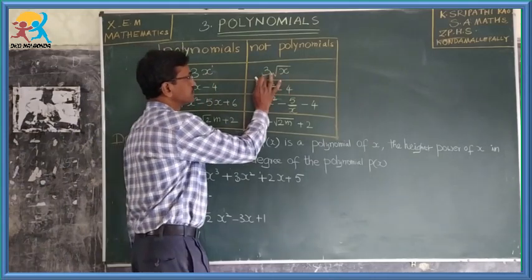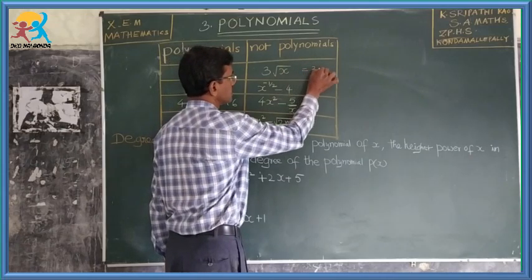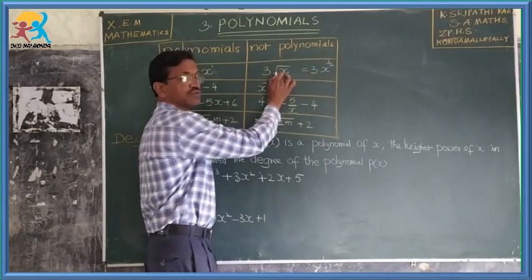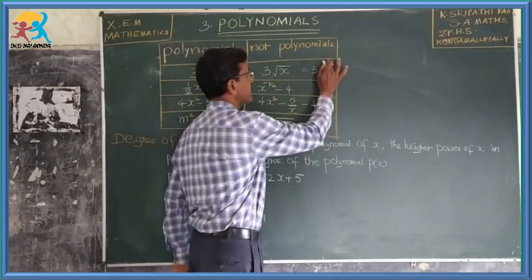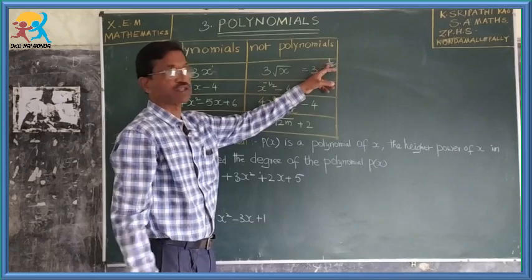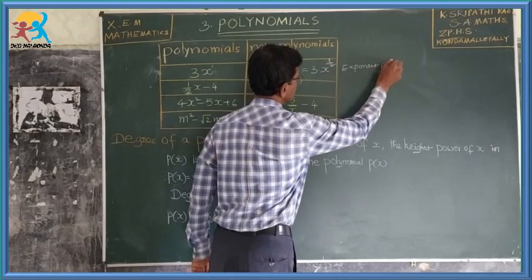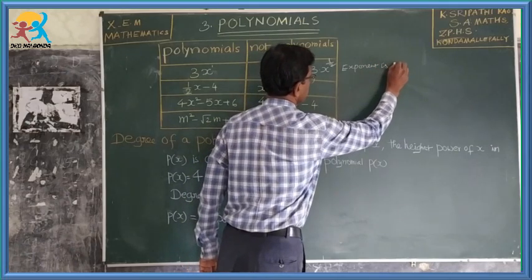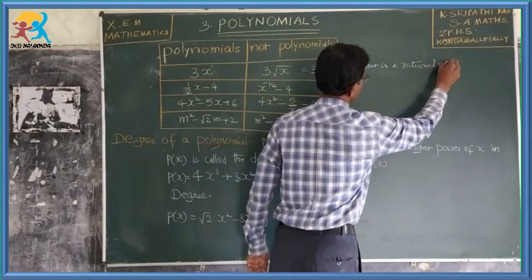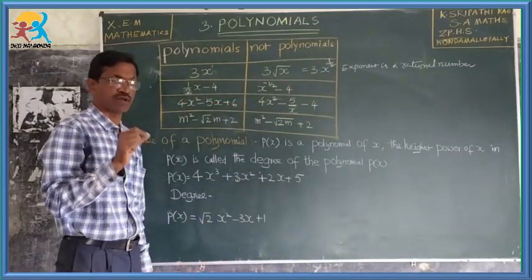But here 3 root x means 3 into x to the power of 1/2. This is the radical form, root x, and the exponential form is x to the power of 1/2. Therefore, here the exponent is 1/2, a rational number. That's why it is not a polynomial. Exponent should be a whole number.